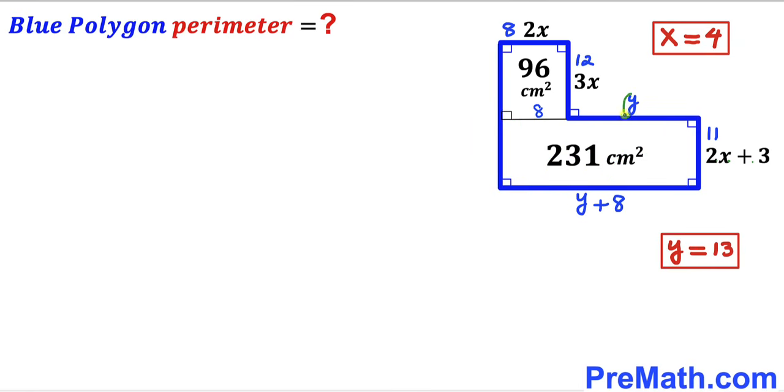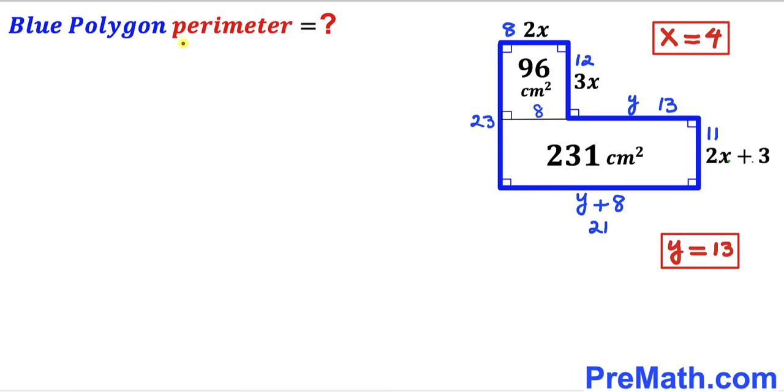So this y value turns out to be 13 centimeter. Likewise, this side length is going to be y, which is 13, plus 8, giving us 21 centimeter. And finally, this side length is going to be the sum of these two individual lengths, 12 and 11. So this side length turns out to be 12 plus 11, which makes it 23 centimeter. And here's our final step.